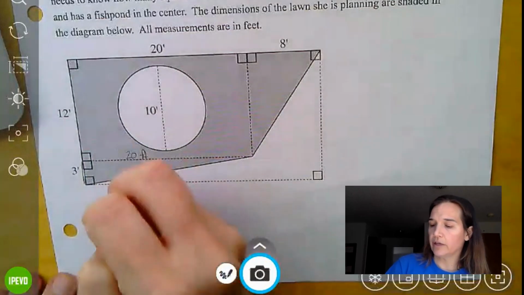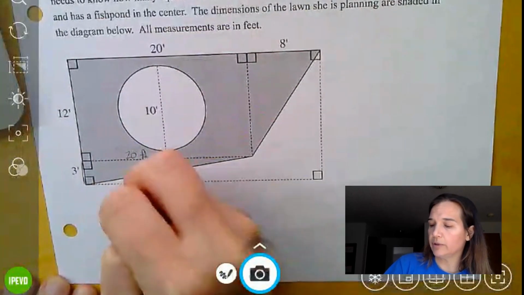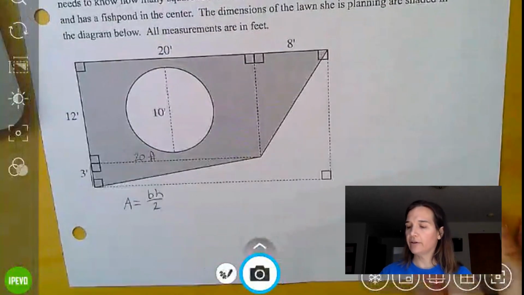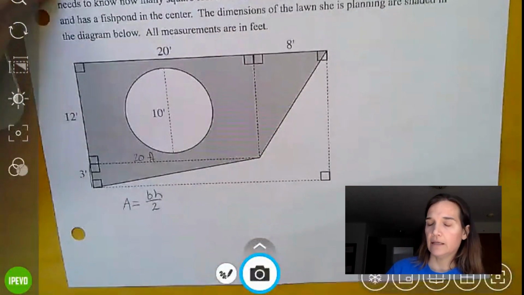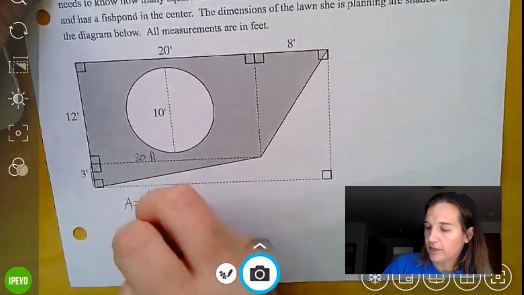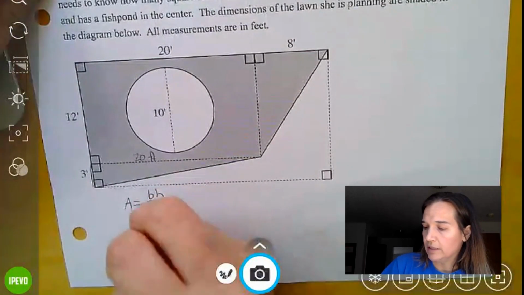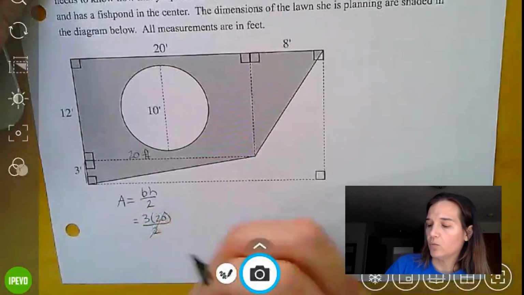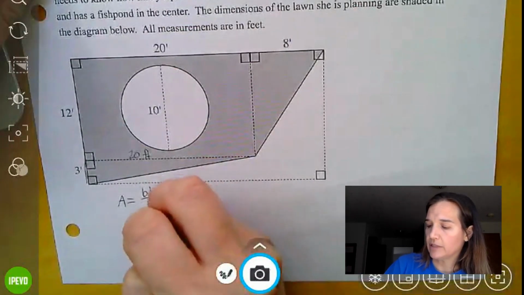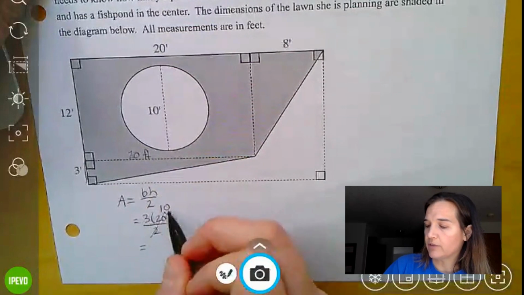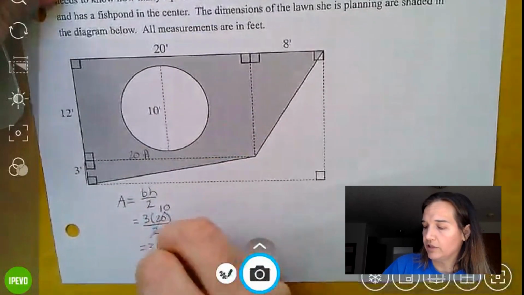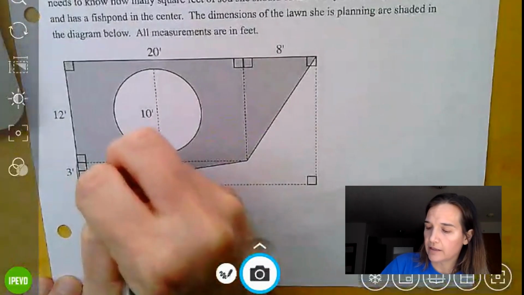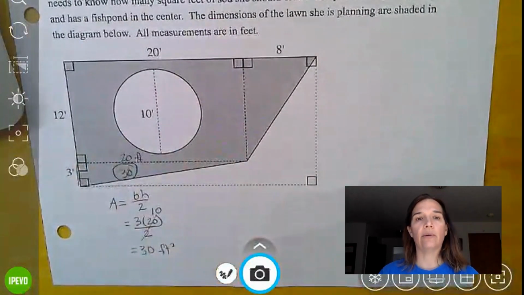So that triangle there would need a formula of base times height divided by 2, because that's how we find area of a triangle. And in this case, our base and our height are 3 and 20, cut in half. Again, this cross-canceling thing is wonderful. 20 divided by 2 is 10. That means we just have 3 times 10, or 30 feet squared for that first piece here. So I'm going to write that inside, circle it. Now we know how big that is.